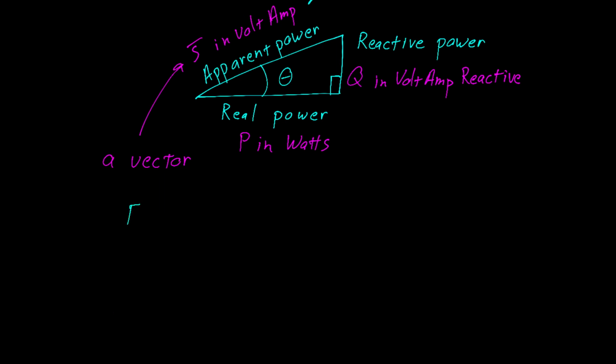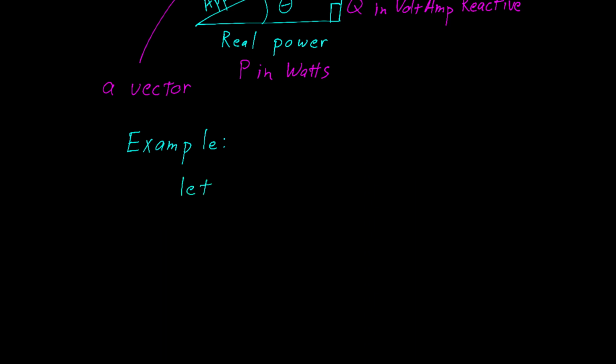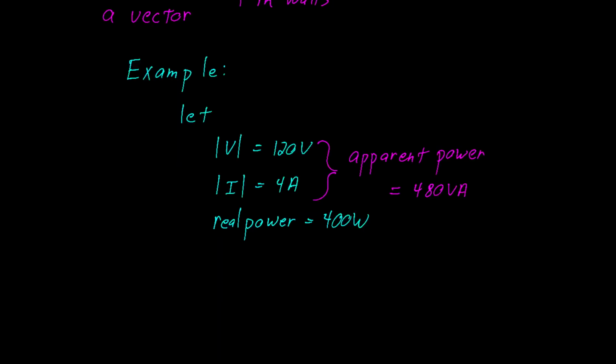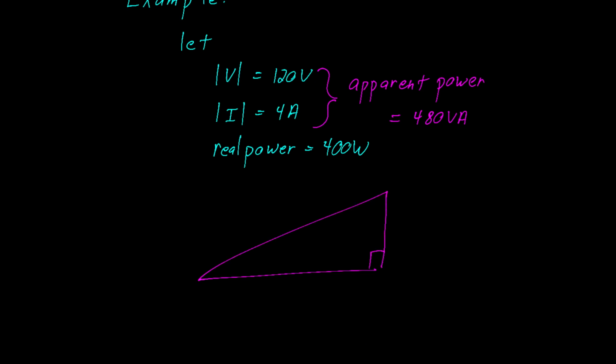Here's an example. Let the absolute value of the voltage be 120 volts. Let the absolute value of current be 4 amps. And let the real power be 400 watts. Now, a meter would read 120 volts, and a current meter would read 4 amps. When we multiply those together, we get apparent power, which is 480 volt amps, which is greater than the real power of 400 watts.